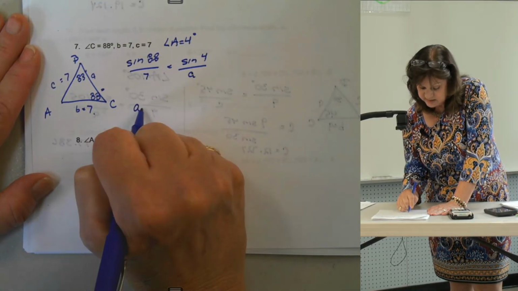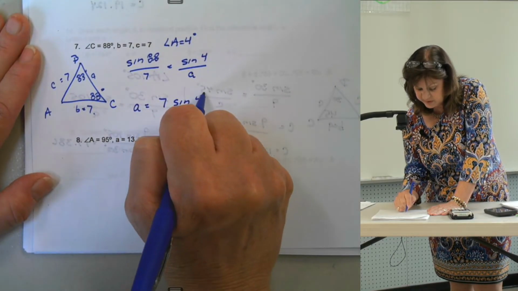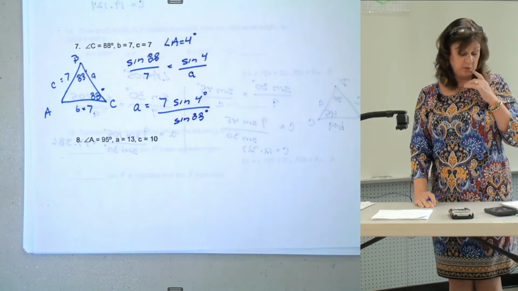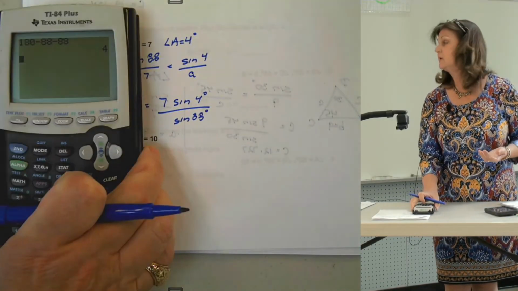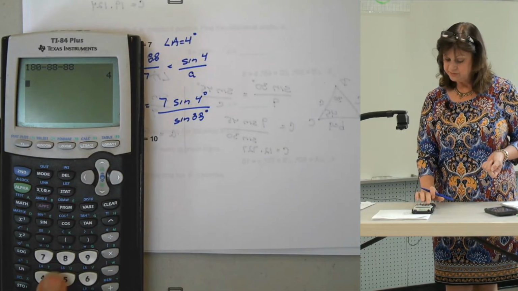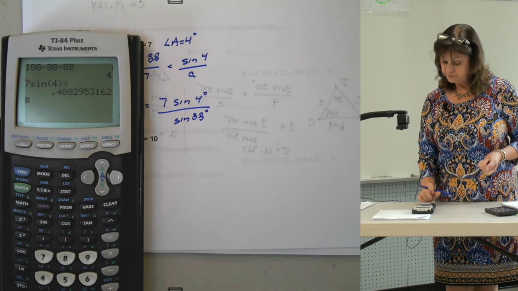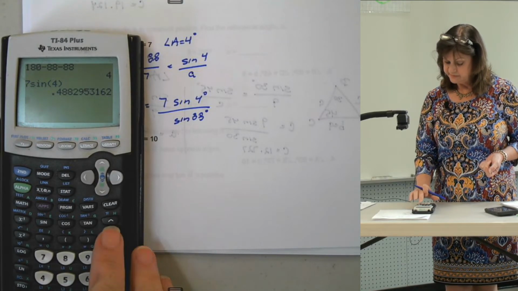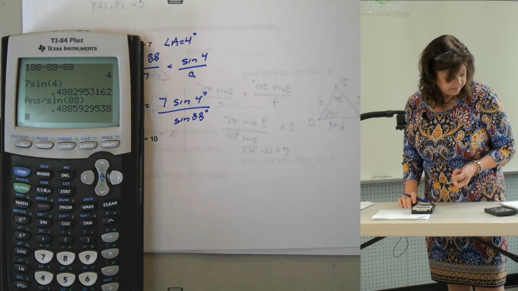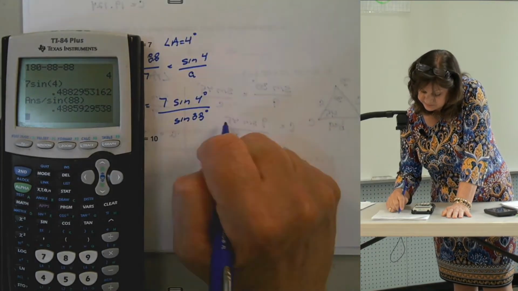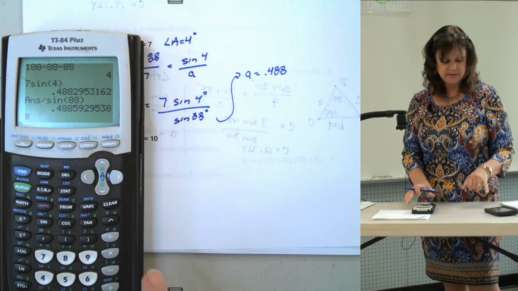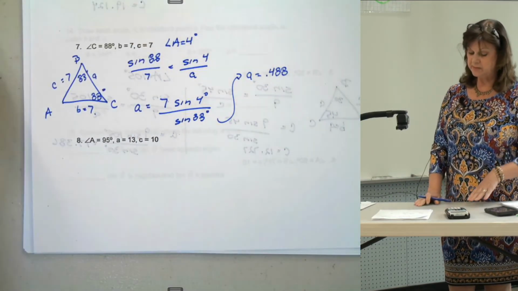So A is going to be 7 times the sine of 4 degrees divided by the sine of 88 degrees, which is almost 1, right? Because the sine of 90 is 1, and we're at 88 degrees. So 7 sine 4, we're going to be really, really close here, divided by sine 88. So close you can hardly tell the difference. And the length of A is 0.488. Okay?